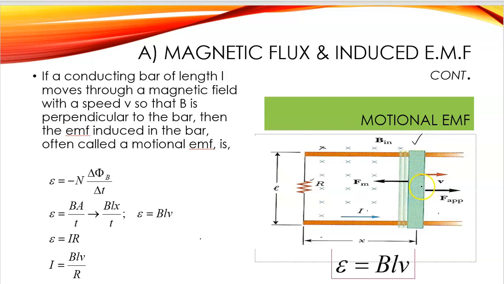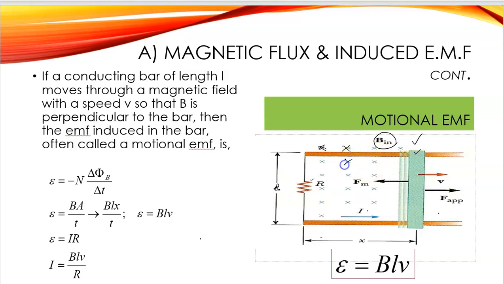Before we come to the mathematical formula, I need you to know what is happening in this picture. We have a conducting bar. The green bar is the conducting bar, with a length equal to L. And then we have a magnetic field. This X is the magnetic field, symbolized as B here. The direction of this magnetic field is into the page.